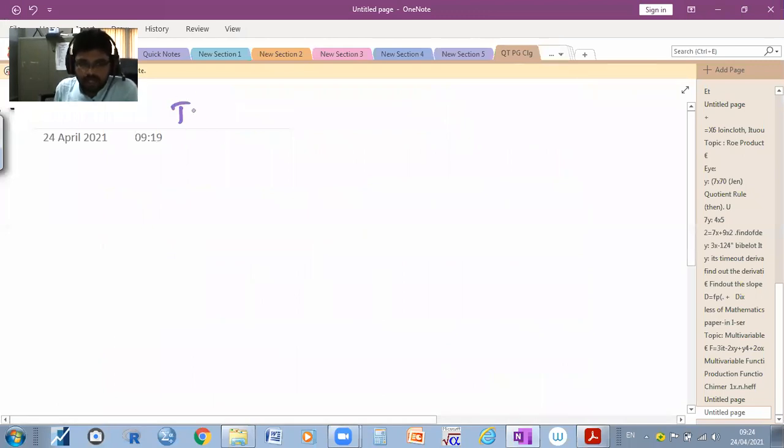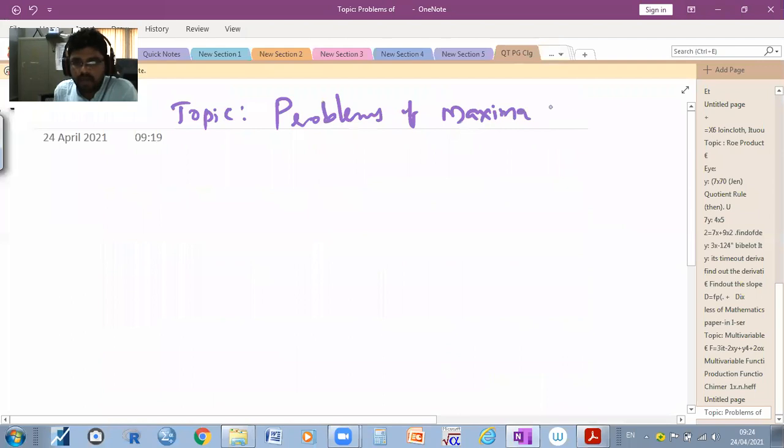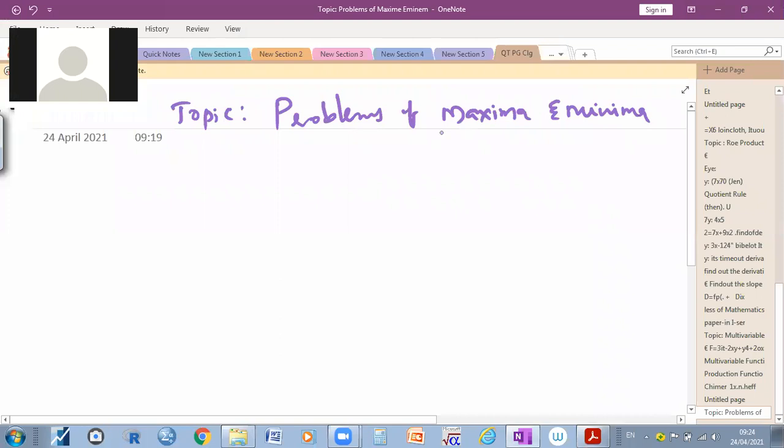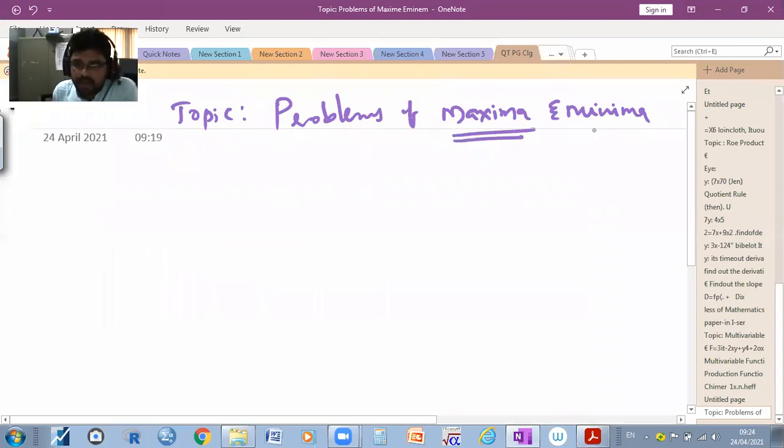So here today the topic is problems of maxima and minima. Here we first need to know what is meant by maxima and what is meant by minima.